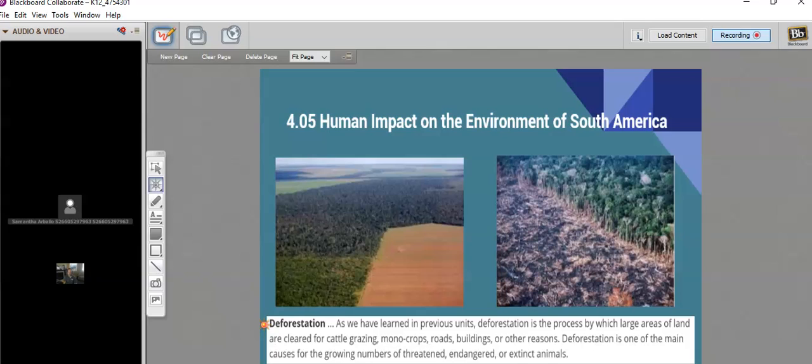Deforestation, as we have learned in previous units, deforestation is a process by which large areas of land are cleared for cattle grazing, monocrops, roads, buildings, and other reasons. Deforestation is one of the main causes for the growing numbers of threatened, endangered, or extinct animals.